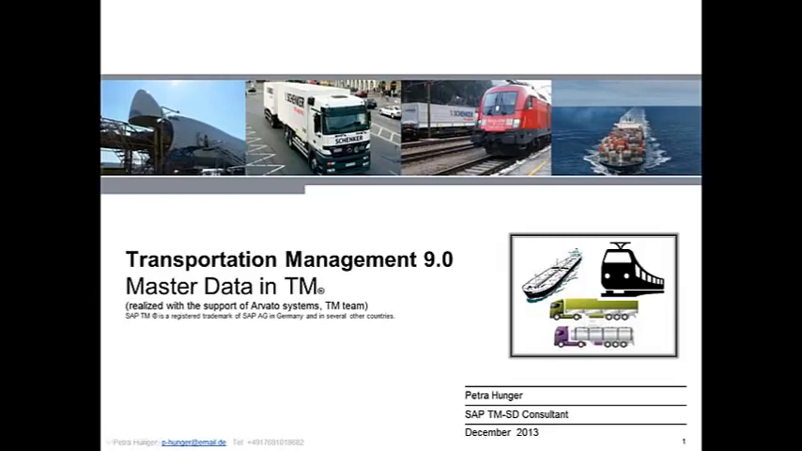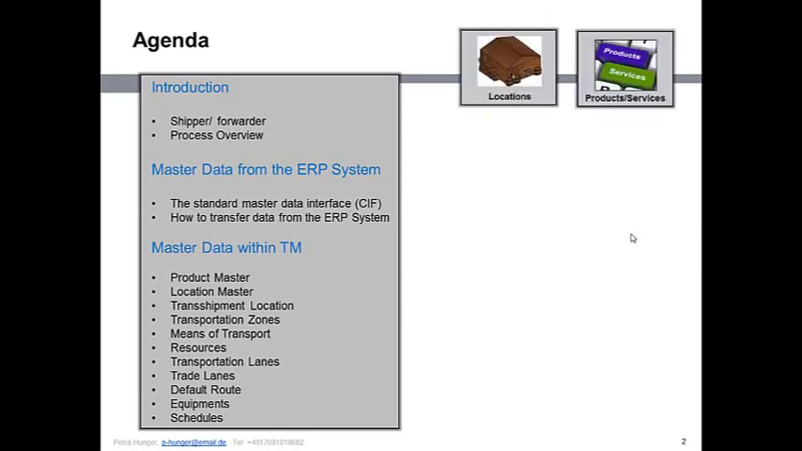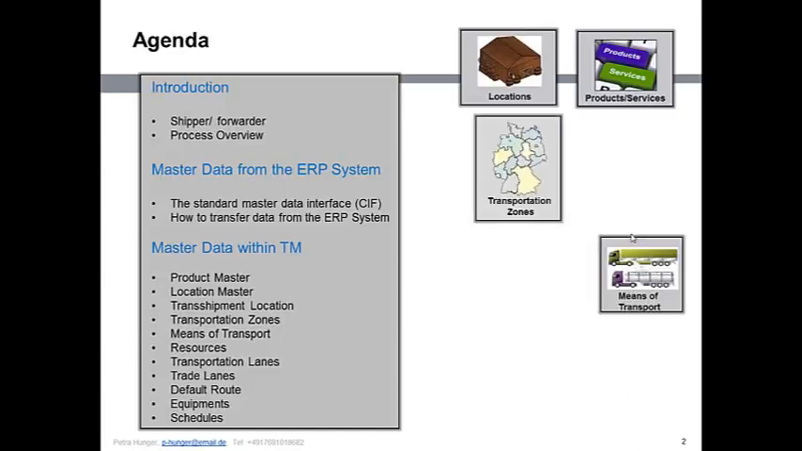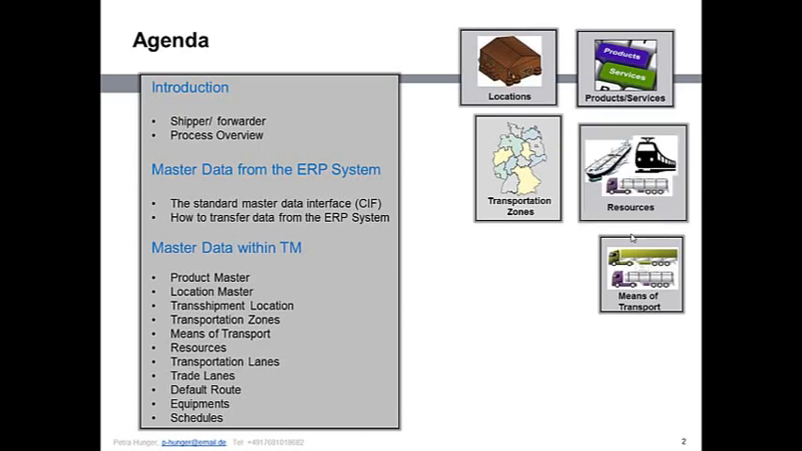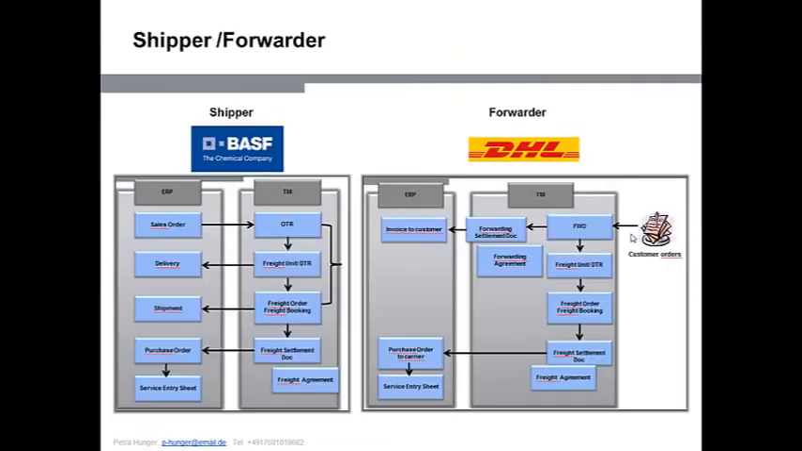Now let's move on and explain about the structure of this document. This second film of my TM series is about TM master data. I will start by giving an overview about the TM basic process for shippers and forwarders. Then I will come to the core interface. After that, I will explain the product master, the location master, and the transshipment location, the transportation zone, the means of transport, the resources, the transportation lanes, trade lanes and default route, the equipment, and finally the schedules.